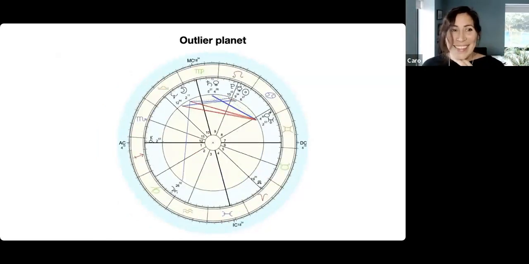And sometimes you'll find that you have a single planet that stands out, right? This is a great example of a chart that has a strong outlier planet. We've got Jupiter sitting right down here opposite all the other planets. And when you see a chart like this, you really know that you want to pay attention to that Jupiter. This is someone whose life has been strongly defined by her Jupiter, by her belief systems, and specifically a Jupiter in Capricorn style. So that's another type of example of a chart.